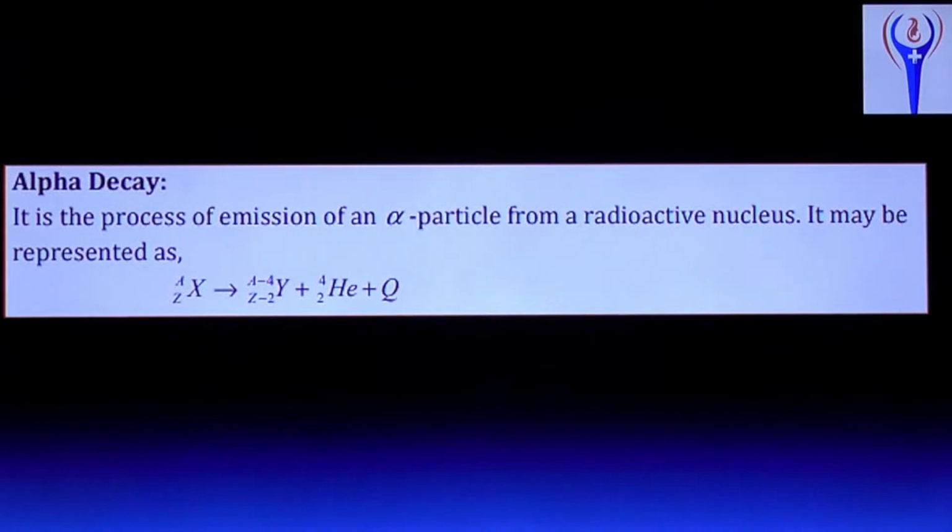Already we discussed. See, X Z A gives Y Z minus 2, A minus 4, plus He 2 4, plus Q. Some amount of energy will be emitted. This is the alpha decay. It is the process of emission of an alpha particle from a radioactive nucleus, represented as X Z A gives Y Z minus 2, A minus 4, plus He 2 4, that is only the alpha particle, plus Q. Q is the amount of energy emitted.